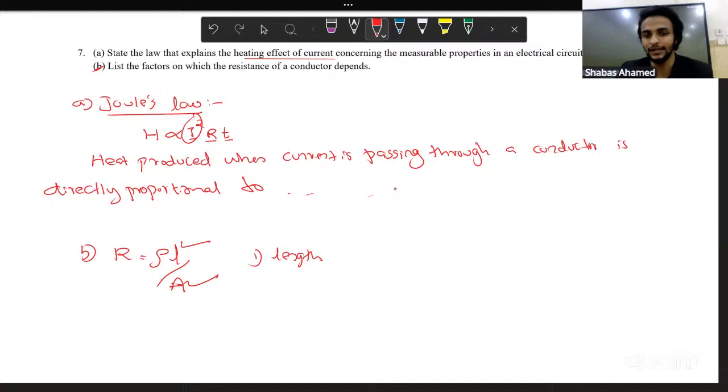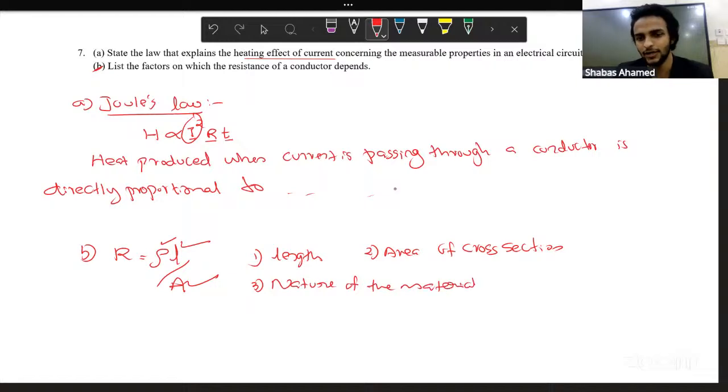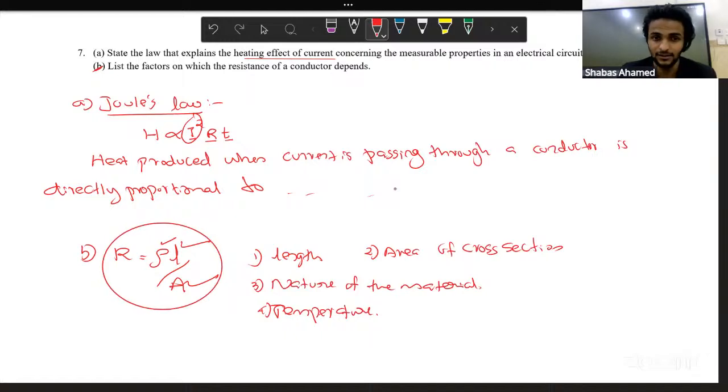Second one, area of cross section. And the third one, rho, that is resistivity. Resistivity is the property of a material, so let's write it as nature of the material. And one more term is there, that is temperature. The dependence on temperature you will study in the higher grades, if you are choosing science. So the factors affecting resistance are length, area of cross section, nature of the material, and temperature.